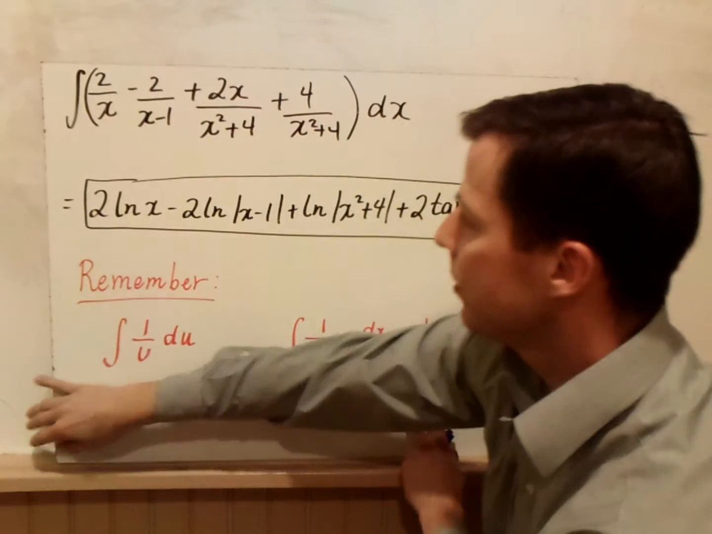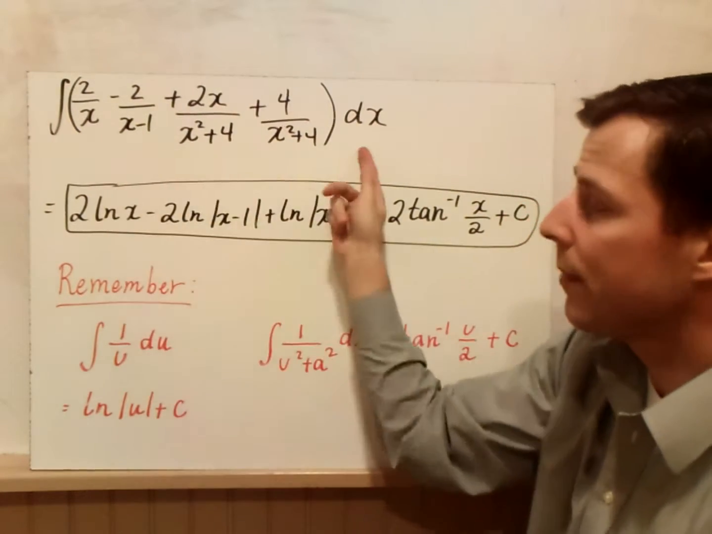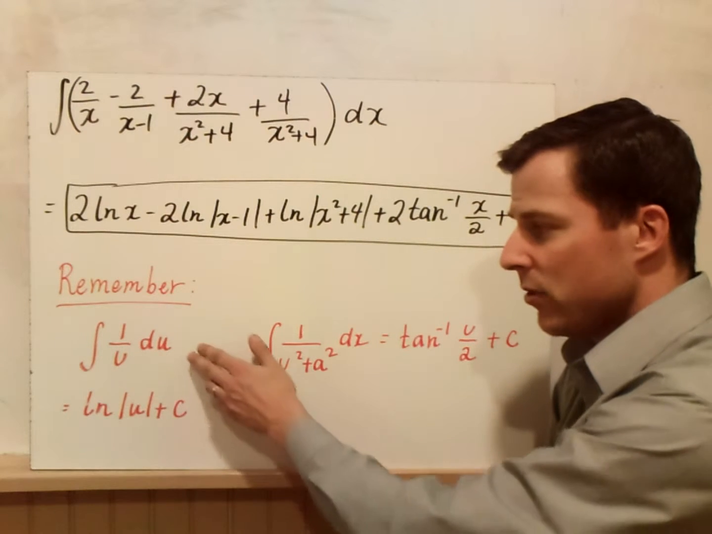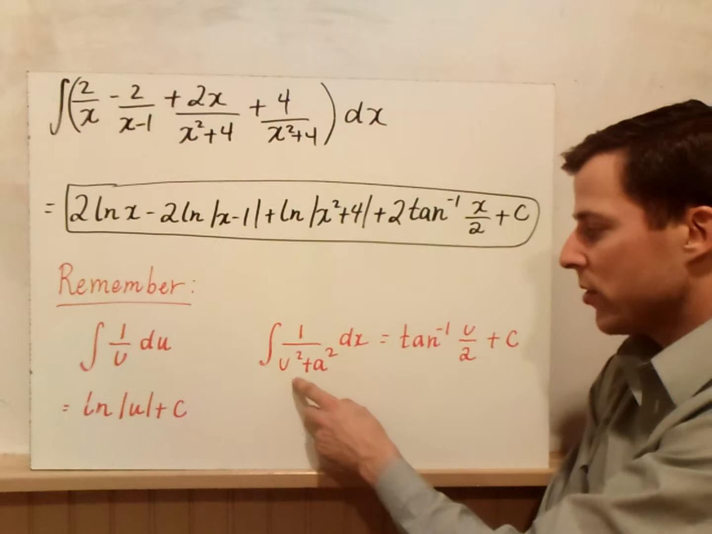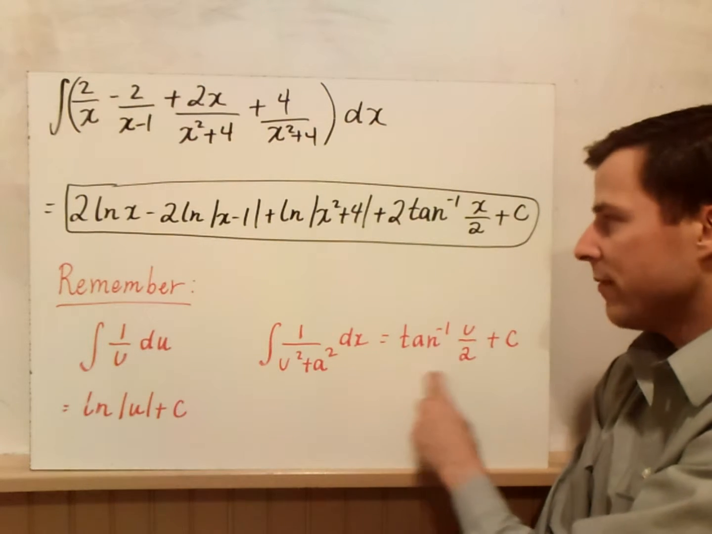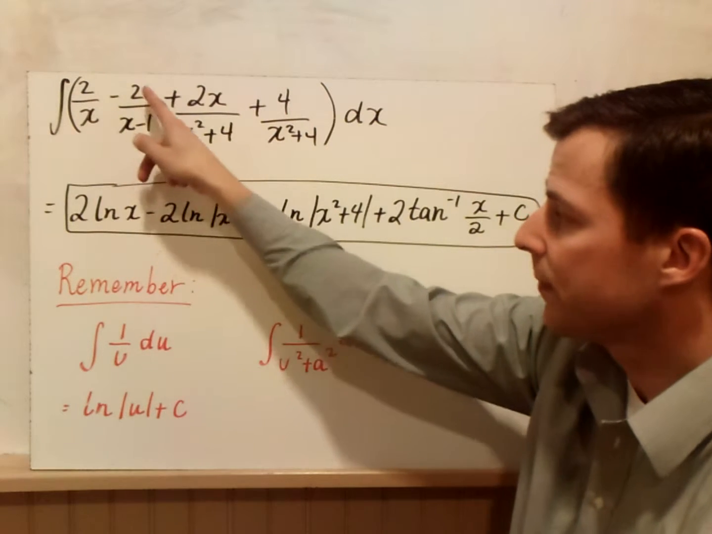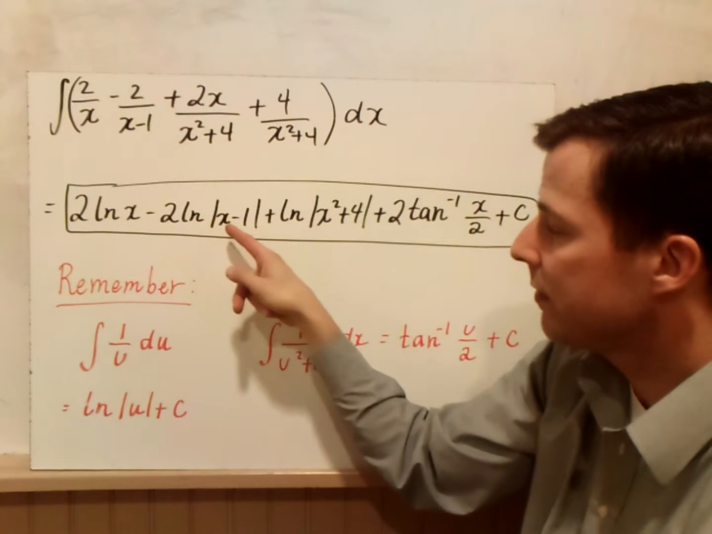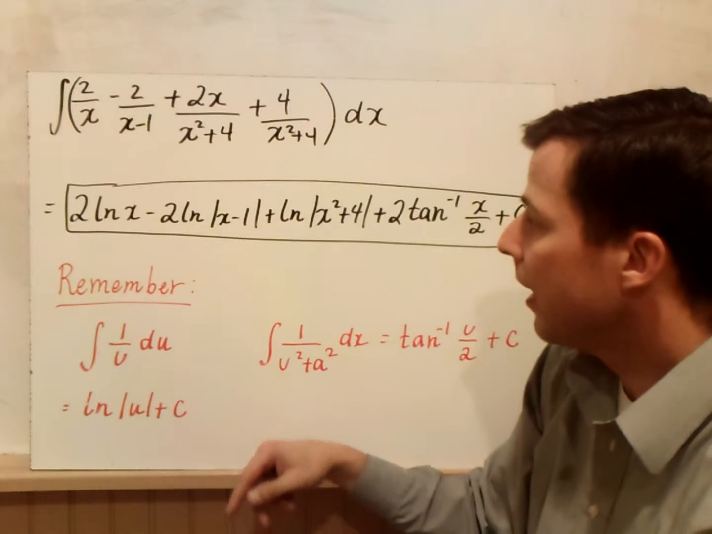Now, I want you to remember, I just rewrote the problem here, the following. With u substitution, if you have 1 over u, you get natural log, and if you have 1 over u squared plus a squared dx, it's inverse tangent. So when I integrate each of these, I get 2 ln of x minus 2 times the ln of x minus 1, absolute value.